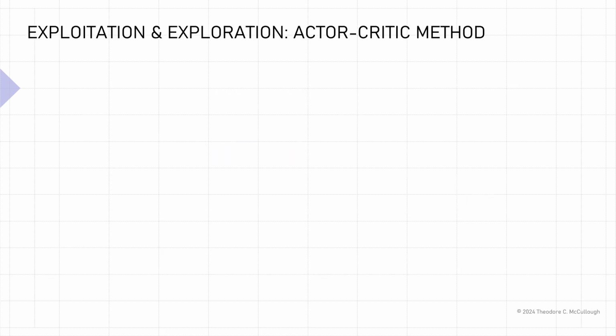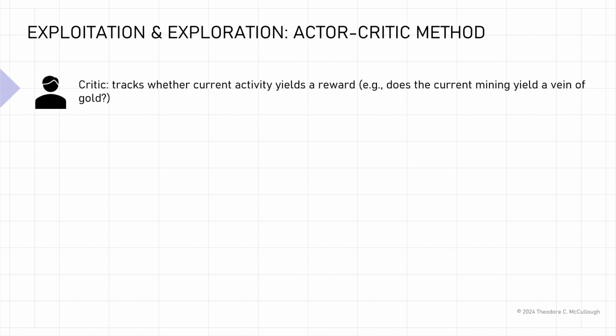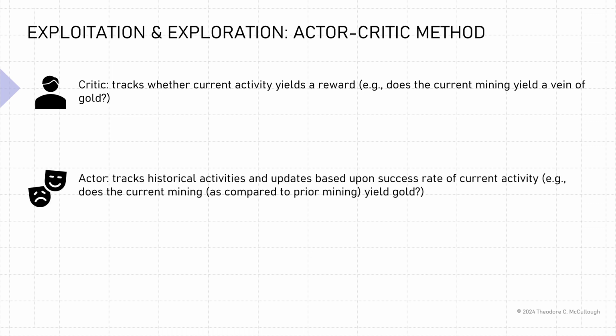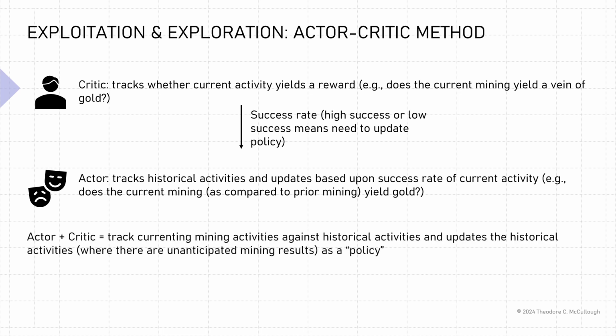One method for an exploitation exploration strategy is the actor-critic method. In this method, there's a critic who tracks whether current activities yield a reward. So for example, does the current mining yield a vein of gold? And then there's an actor who tracks historical activities and updates based upon a success rate of the current activity. So for example, does the current mining as compared to the prior mining yield gold? Now between these two, a success rate will be passed. This success rate being whether there's a high or low success such that a policy needs to be updated. Well, what's a policy? Well, taken together, the actor and the critic track current mining activities against historical activities and update the historical activities as a policy.